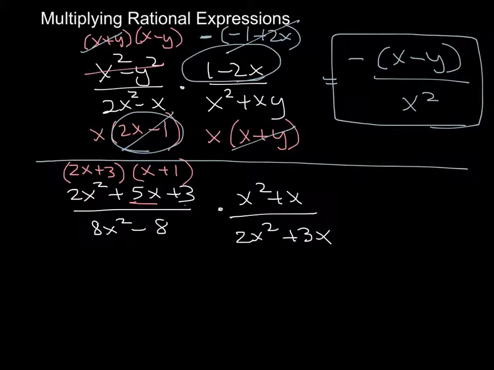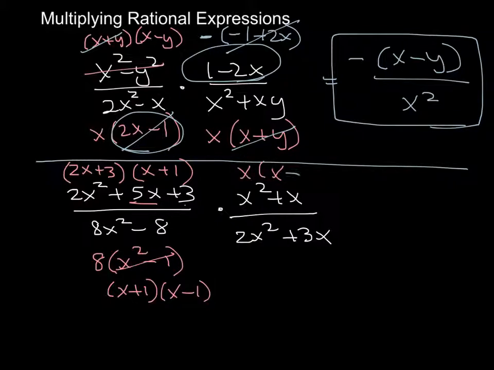In the denominator, I'm going to factor out an 8. And when I do that, I get x squared minus 1. Which I can also think about as x plus 1, x minus 1. So that's factored a little bit more. In the numerator here, I'm going to factor out an x. I'm going to have x plus 1. And in the denominator in this one, I'm going to factor out, it looks like an x. So x times 2x plus 3.